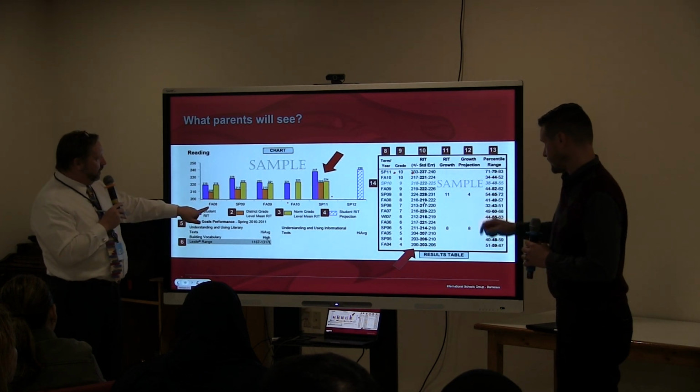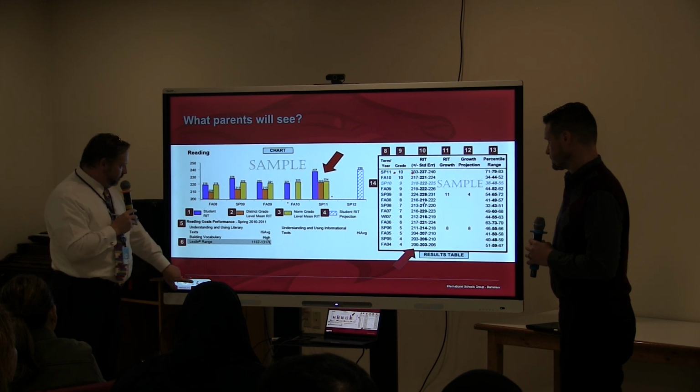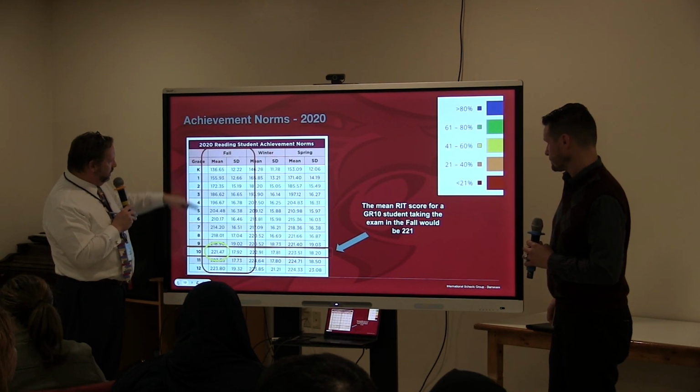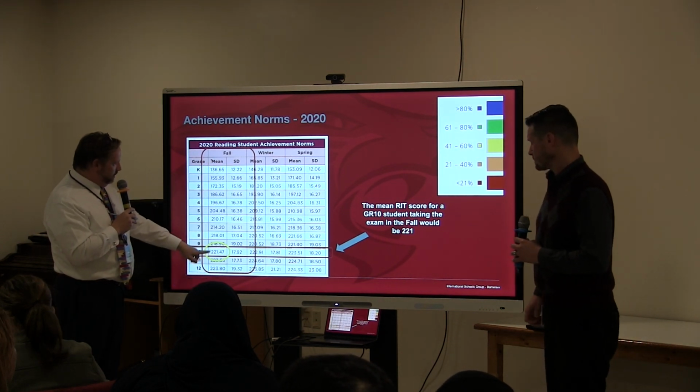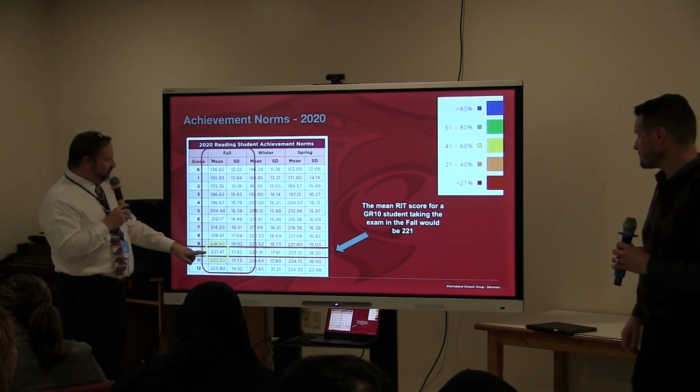right here, this is a fall reading test. So I go to the reading grid here, fall, 9th grade. The mean is 218. Okay? So that's how we use the chart.